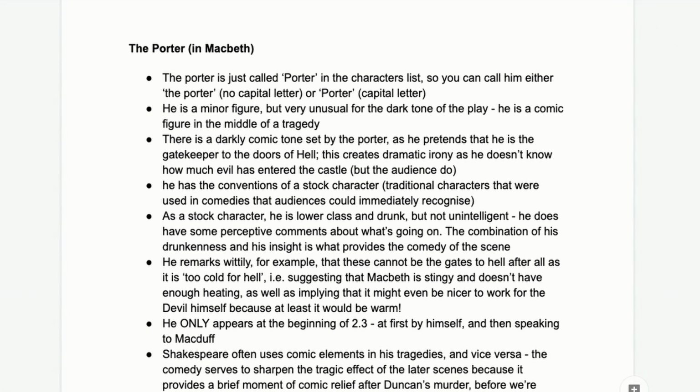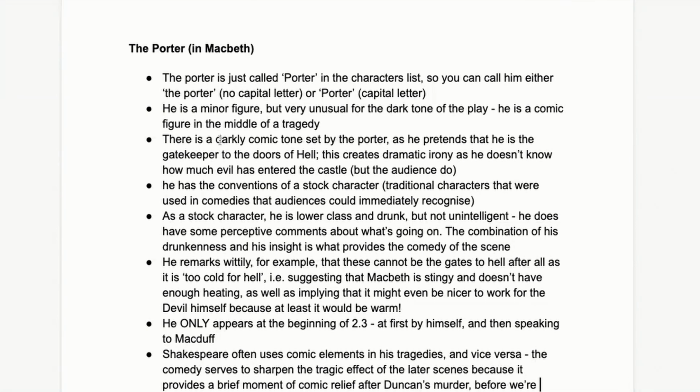And this guy is just some tiny little comic thing in the middle of all that darkness. So he's really different, and the main thing you need to do when analysing his character is talk about how he contrasts with everything else in the play, especially the tone of the play. He's a comic figure plonked into the middle of a tragic world, which is quite interesting as a concept generally.